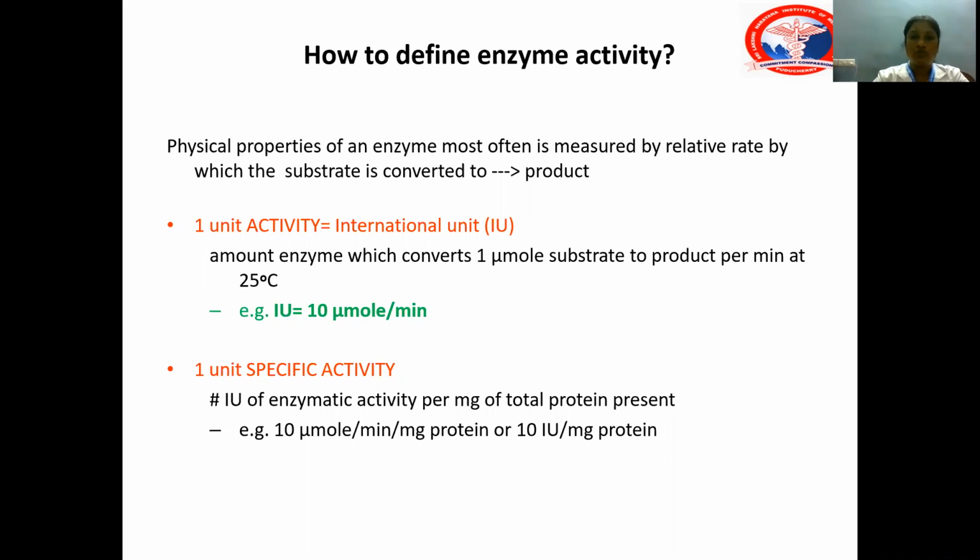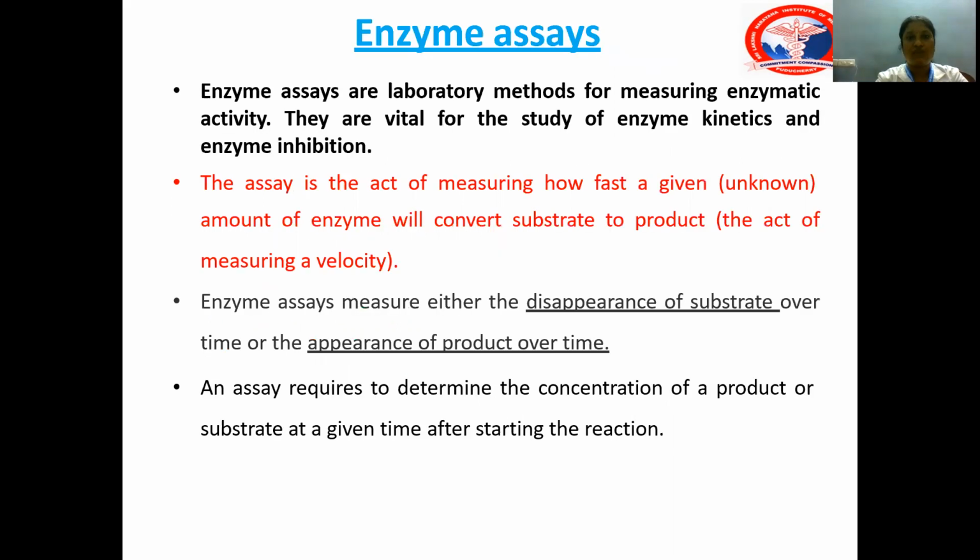It is the amount of enzyme which will convert 1 micromole of substrate to product per minute at 25 degrees Celsius. And if you have to determine the specific activity, it is the international units of enzyme activity per milligram of total protein present. So that is the specific activity of an enzyme.